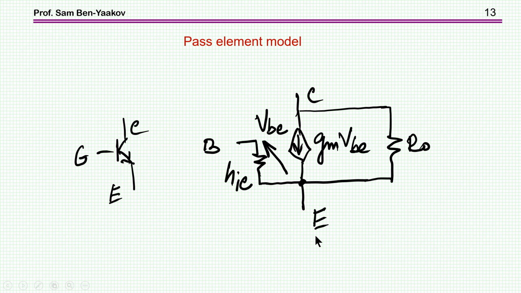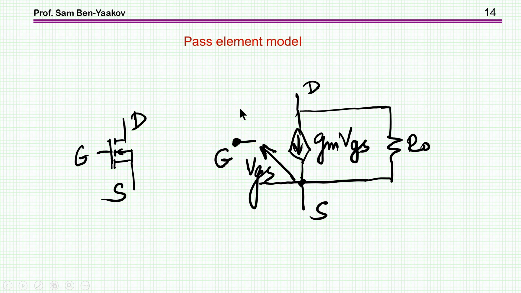For the analysis, I'm going to use a simple model of the pass element, being a BJT or a MOSFET, and it is based on a dependent source, GM times VB in the case of the BJT transistor. Then we have the HIE or RPi, sometimes called the input resistance, and then we have the output resistance. The model for the MOSFET is pretty much the same, except that HIE is very large, so we can assume it's open circuit. But again, we have a GM times the voltage here, and then R out.